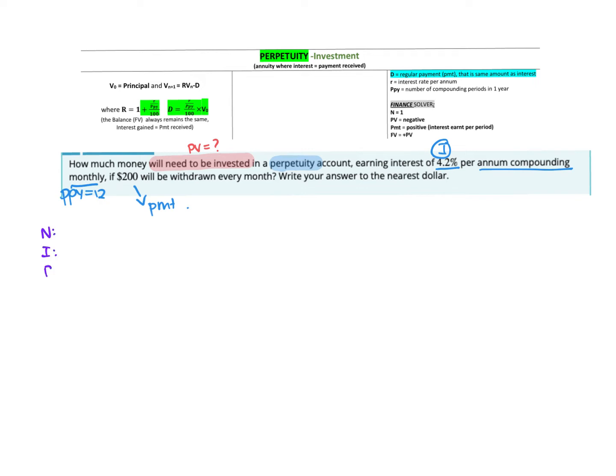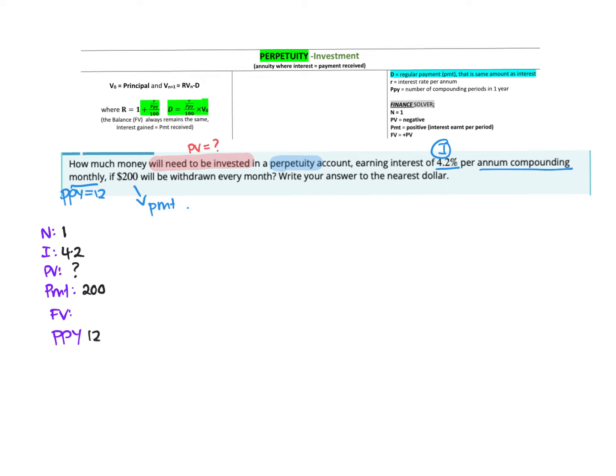Now, if I just quickly wrote down our finance solver things, so if I do them down here, I'm just going to show you. So we'd write all these in. Okay, so if I was writing in everything, so we know when we have a perpetuity, we just need to put 1. We've got the interest rate, 4.2. Now, PV is the question, so I put that there. Payment is 200, and it's positive because it had come to you. Now, and I know PPY is 12.